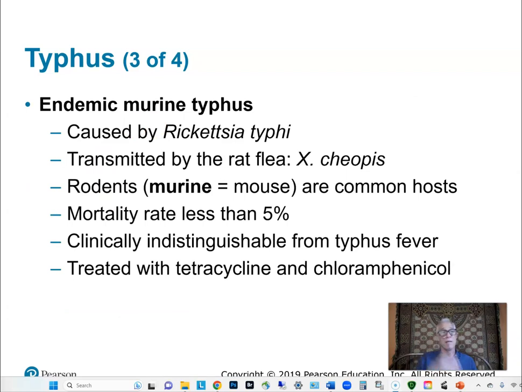Then we come to endemic murine typhus. That's a little bit more mild version, caused by Rickettsia typhi. It's transmitted by rat fleas. So rodents are the common hosts, and mortality, again, same range. Clinically indistinguishable from typhus fever, treated with tetracycline and chloramphenicol.